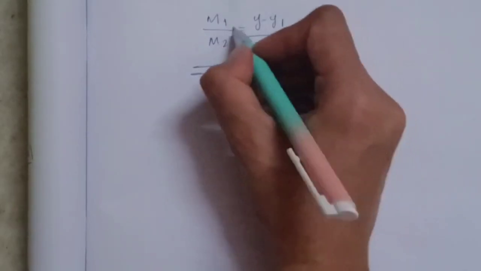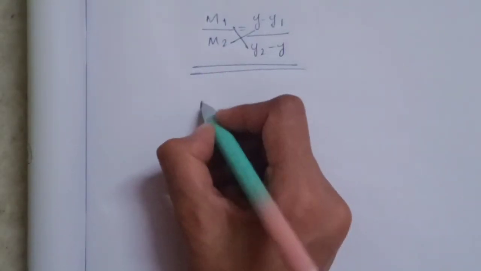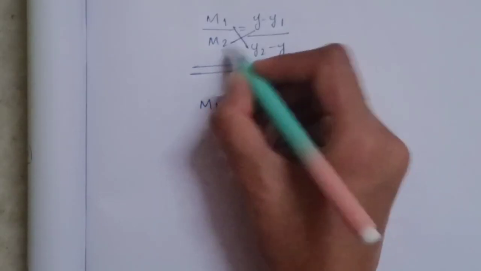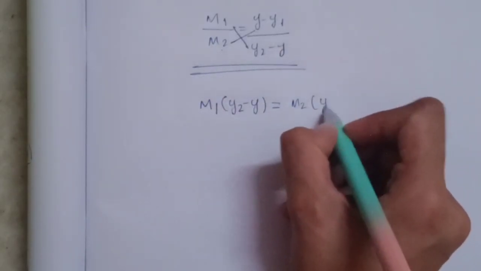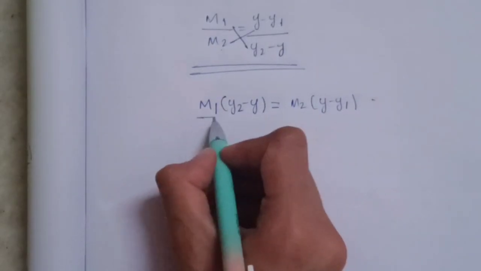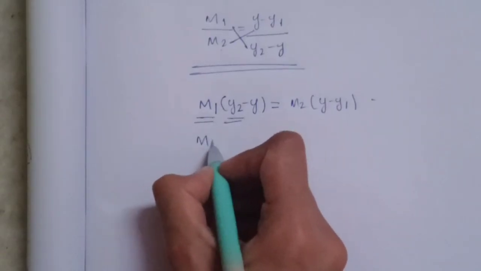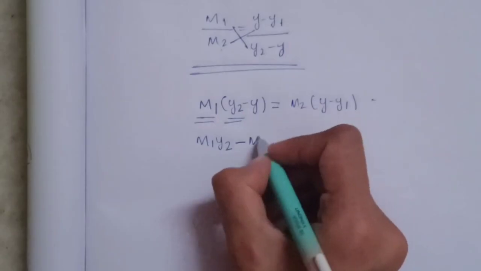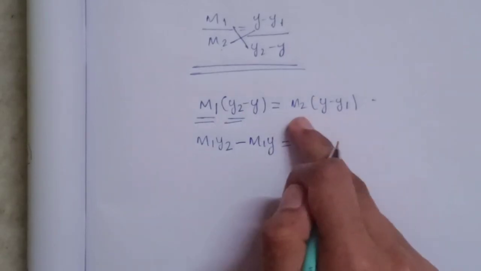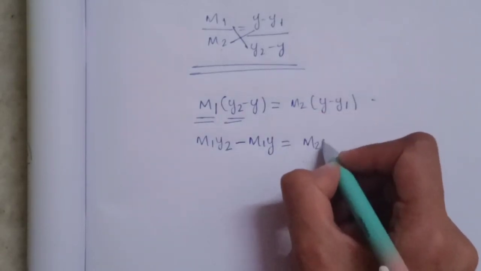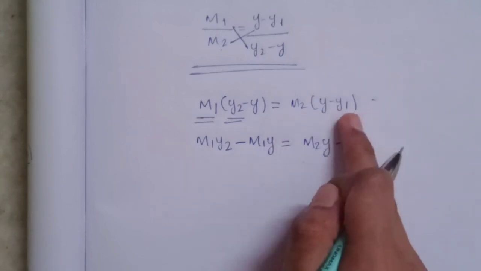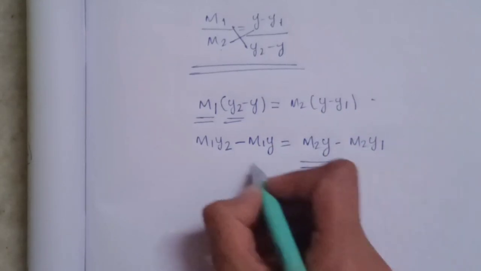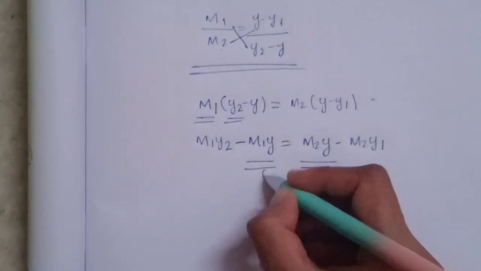We'll solve this. Just cross multiply it, right? m1 of y2 minus y is equal to m2 of y minus y1. Expand it. m1 into y2, m1 y2 minus m1 into y, m1 y is equal to m2 into y, m2 y minus m2 into y1, m2 y1. Now bring the y terms to one side and other terms to the other side.